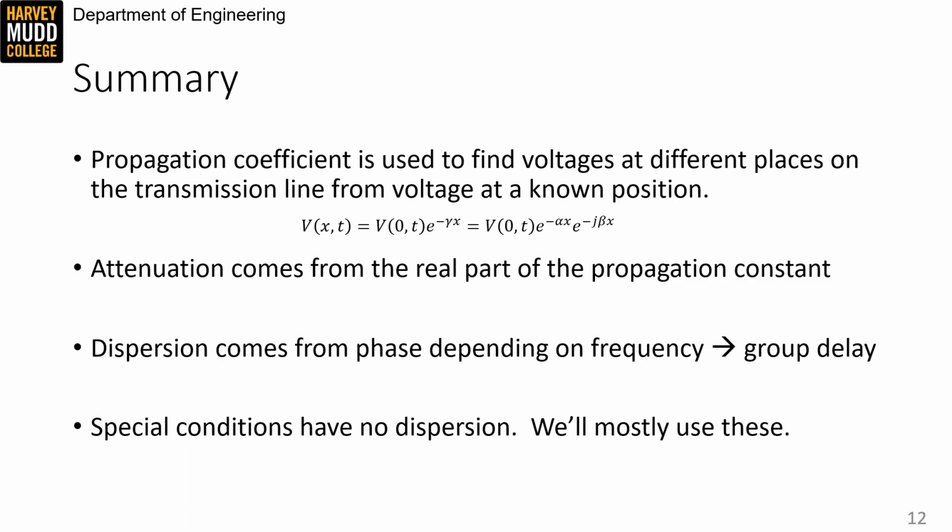Attenuation comes from the real part of the propagation constant. Dispersion comes from phase depending on frequency, which leads to different group delays for different frequencies. And the special conditions that we talk about, low loss, Heaviside, and lossless, don't have any dispersion, and we'll mostly use those in this class.